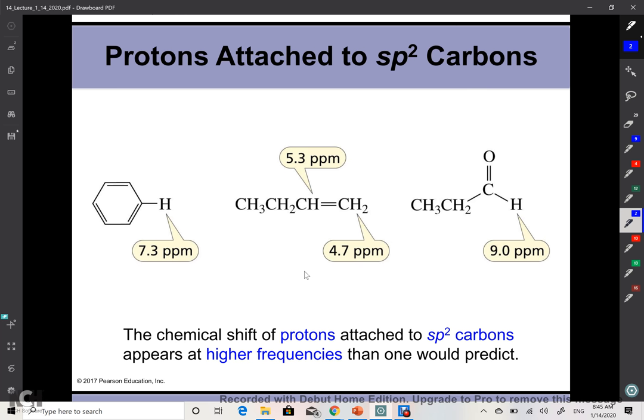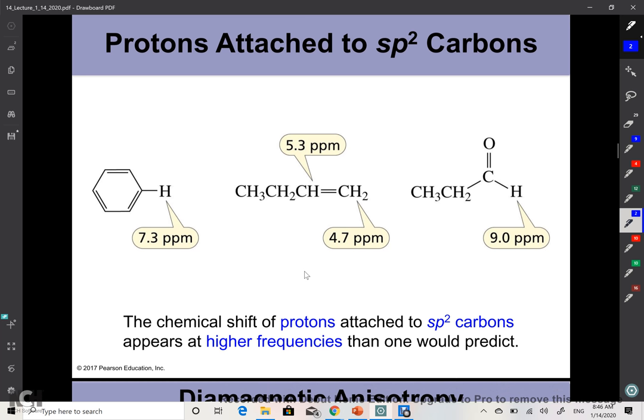Another region of interest are the sp2 carbons. You remember sp2 are the double bonds, so hydrogens that are connected to double bonds. The chemical shift of a proton attached to an sp2 carbon appears at higher frequency than the one we would predict, and we'll talk about why very soon. Now, aromatic protons, meaning the ones connected to a benzene ring, have a chemical shift that will always be around 7. Remember I said it will be between 6.5 and 8.5. So usually if you see a signal there, then most likely we have a benzene ring.